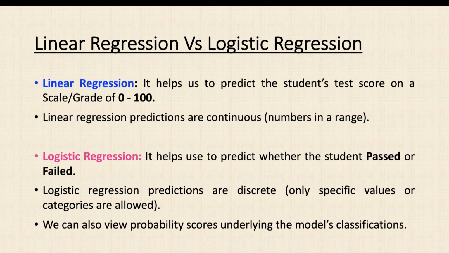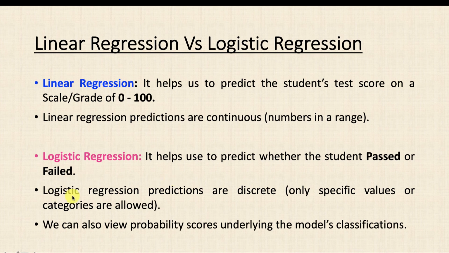So let's take one example. If we have a situation like linear regression, it helps us predict the student's test score on a scale or grade of 0 to 100. So linear regression predictions are continuous numbers in a range. Whereas logistic regression helps us predict whether the student passed or failed. So this is the difference between linear regression and logistic regression.